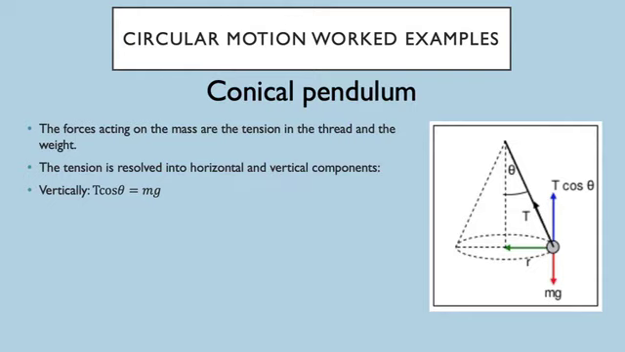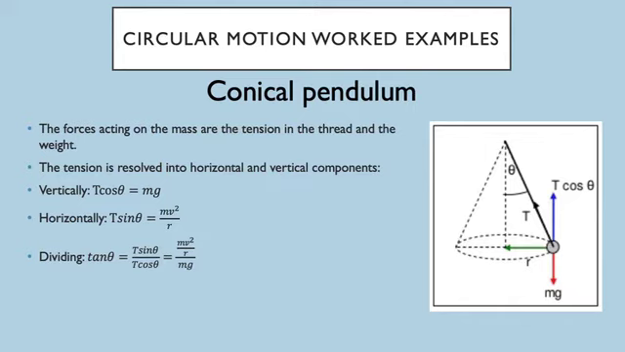So vertically, the tension is T cos theta equals mg. So that's T cos theta going up, and that's going to equal the weight. And horizontally, T sin theta is going to equal mv squared over r. So T sin theta is going to be this bit here, and that's going to equal the centripetal force, which is mv squared over r.